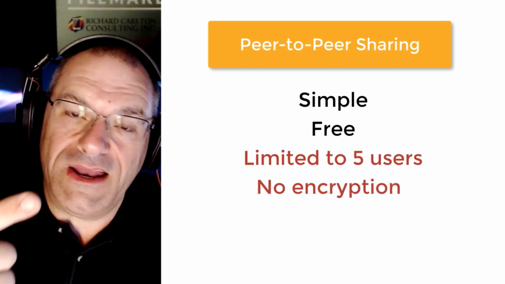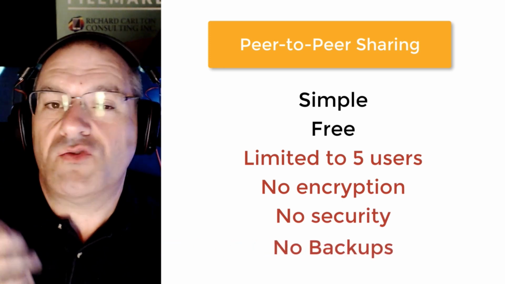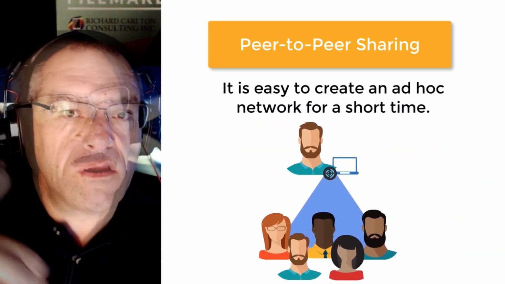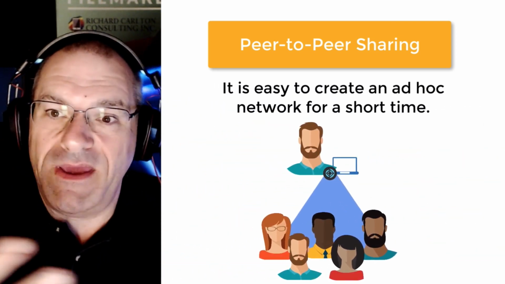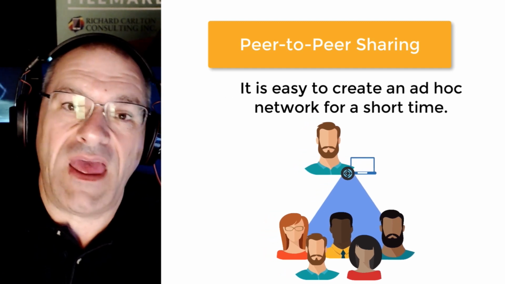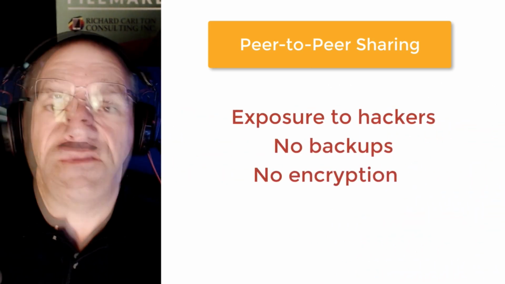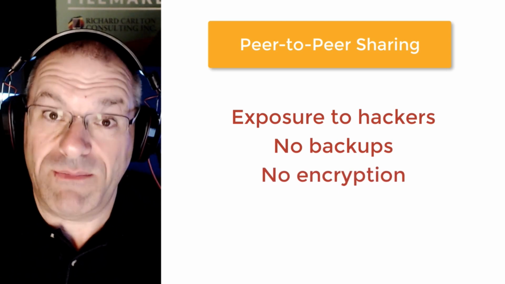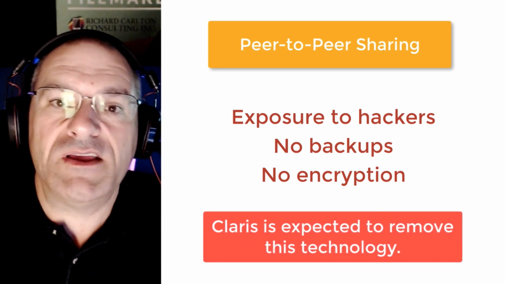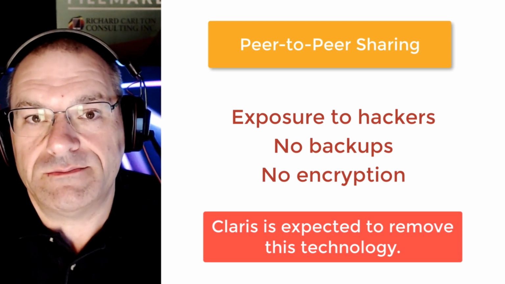It also doesn't provide any encryption, provides very little security, and provides no automatic backups. There's really not a lot to like about peer-to-peer, except it allows you to set up an ad hoc network very quickly to share with users for maybe an hour or 2 in an afternoon if you were doing some sort of ad hoc event. However, this capability exposes users to hackers, doesn't provide backups, doesn't provide the encryption you need. So really, it's not a technology you want to use for more than maybe an afternoon someday. As a result of that, Claris is not investing in that technology, and we expect that technology to be removed from the FileMaker Pro product at some point in the near future.